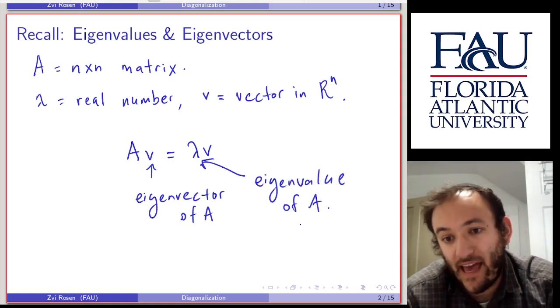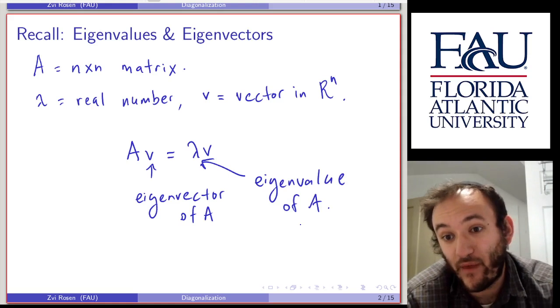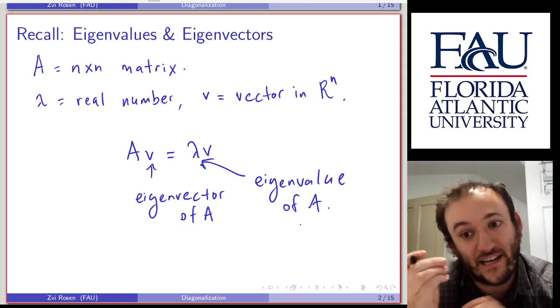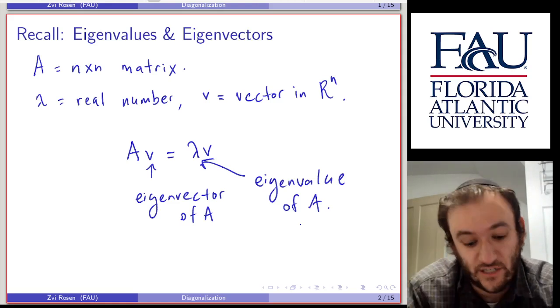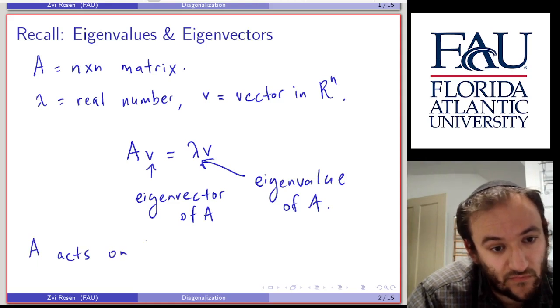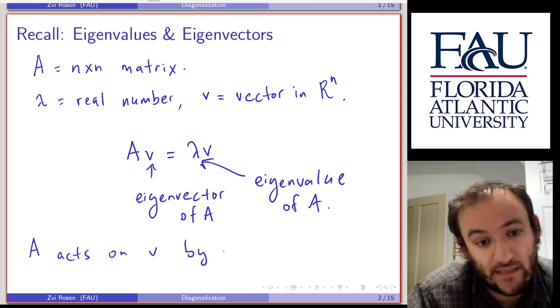And these are special because A is acting on this vector as a contraction or dilation on that vector. So it's just stretching it. It's not changing its direction at all, just stretching V by scaling.